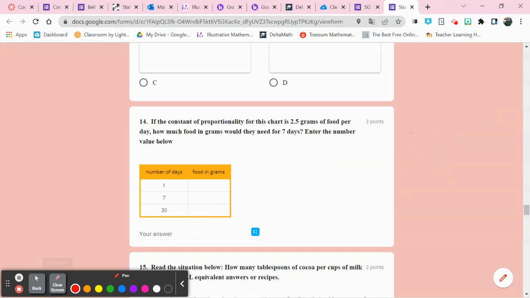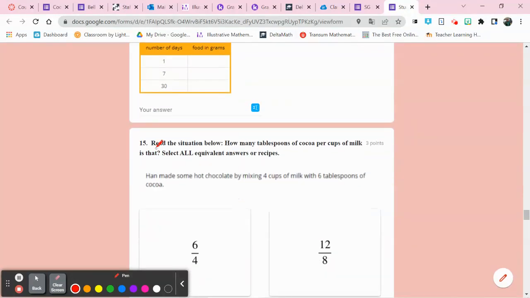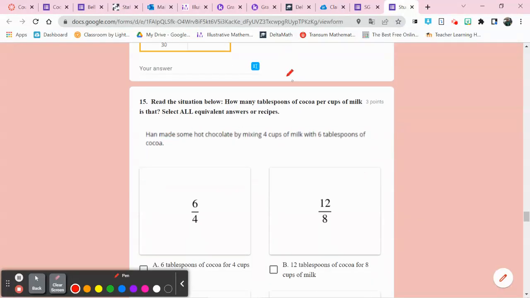All right, read the situation below. How many tablespoons of cocoa per cups of milk? Select all equivalent recipes. So they're doing cocoa over milk. So I'm going to write that down. Cocoa over milk. That's important. So I want my cocoa number on top, my milk number on the bottom. It says Hans is making some hot chocolate by mixing 4 cups of milk with 6 tablespoons of cocoa. Cocoa's on top, so 6 over 4. Everybody see that? There's your cocoa.